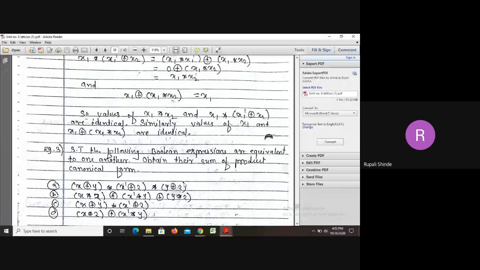So take 10 minutes and form the truth table for all these four formulas. Can you do it? Yes, ma'am. Okay.